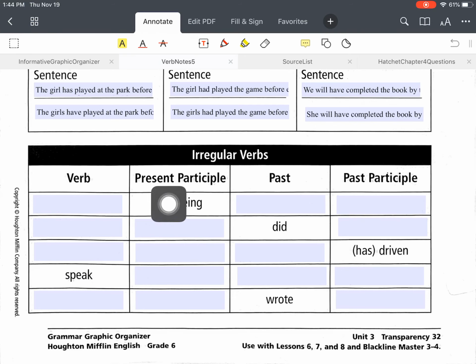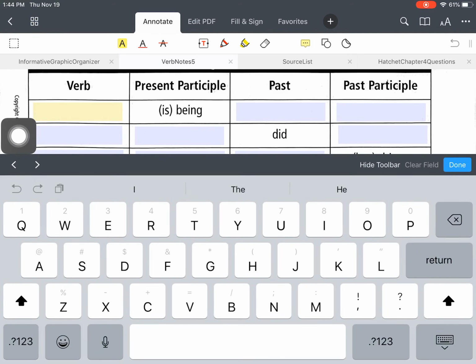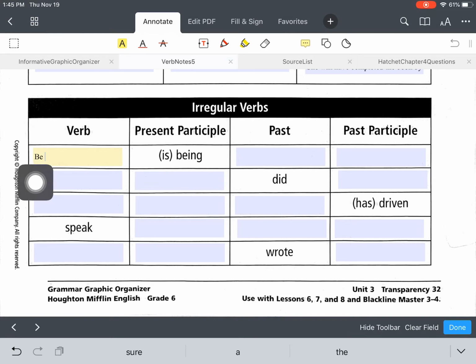So the verb, if the present participle is being, the verb is be. And so be is the base verb. The present participle is being. The is in parentheses because it depends on your subject. So you have to have subject-verb agreement. If the subject is she, so she is being a brat, you would use is. But if the subject is they, so it's something plural, it would become are. So they are being brats, right?